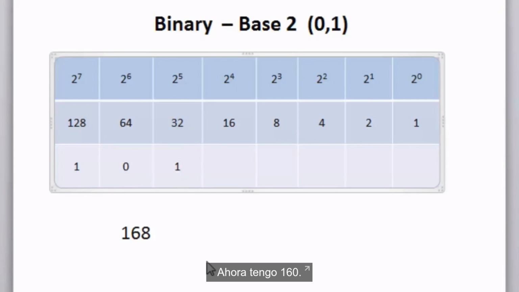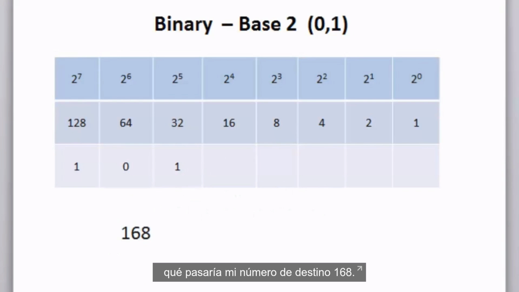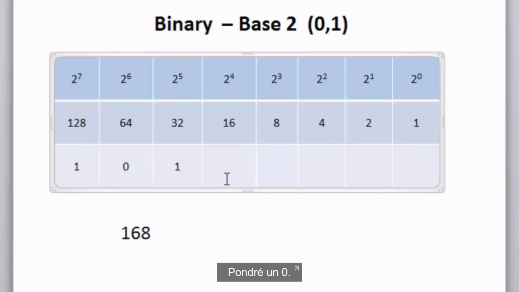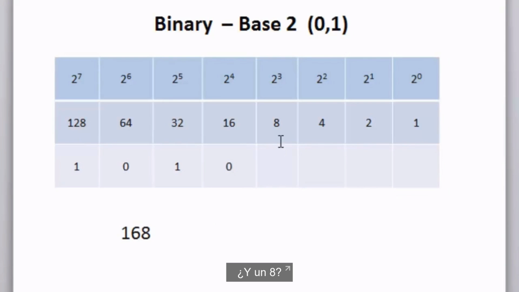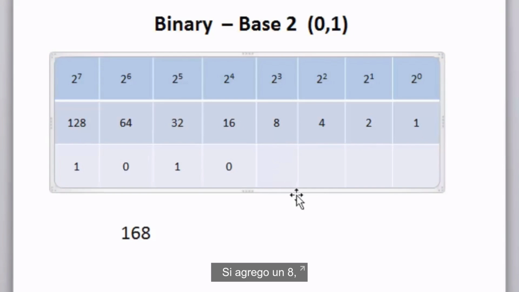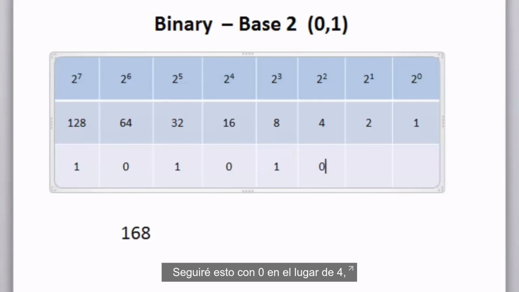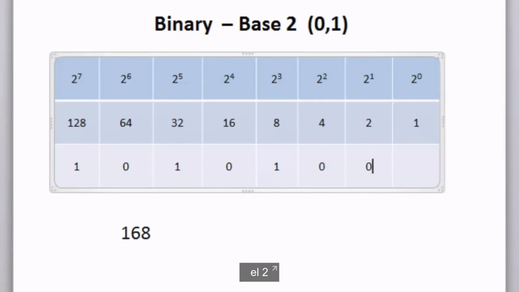Now I have 160. Do I need a 16? No, that would make 176, which would go over my target number of 168. I'll put a 0 here. What about an 8? If I add an 8, I'll hit the number perfectly. 128 plus 32 plus 8 is 168. I'll follow this up with zeros in the 4's place, the 2's place, and the 1's place.